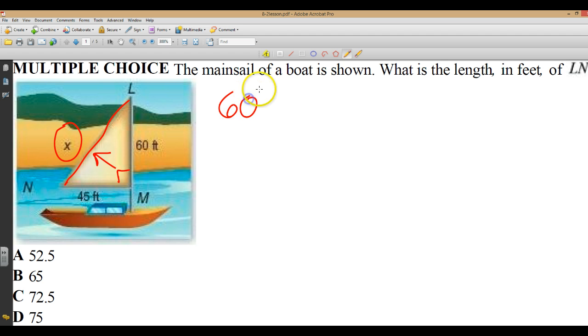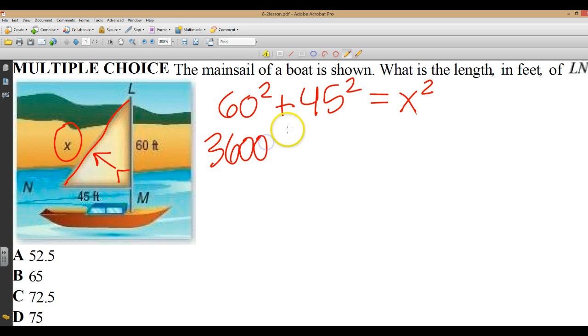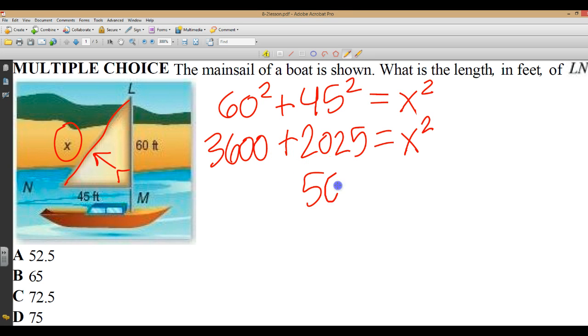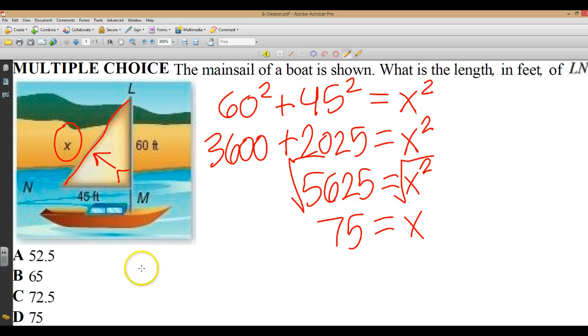So we would take 60 squared, A squared plus B squared, 45 squared, and set that equal to C squared, which is x. So 60 squared, you get 3600. 45 squared is 2025. And they have a sum of 5,625. So take the square root of that, and x is equal to 75, which is answer D.